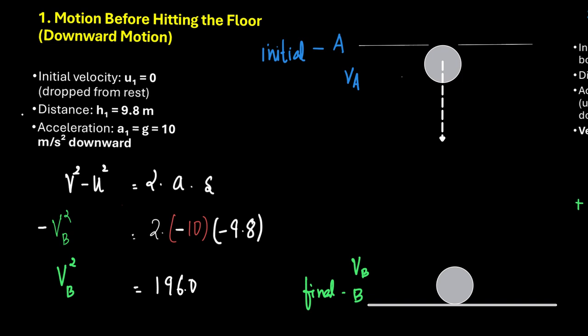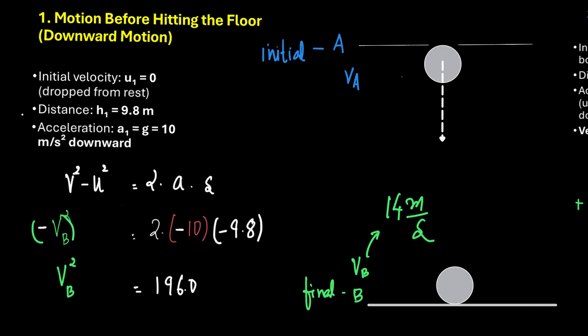Now, I think the way I have written this would be a bit confusing because it should be minus VB, the whole square. Okay, minus VB the whole square. So what we get is VB square is equal to 2 times 10 is 20 times 9.8 is 196. Negative times negative is positive. So VB square is equal to 196. And therefore, VB here is equal to root of 196, which is 14 meter per second.